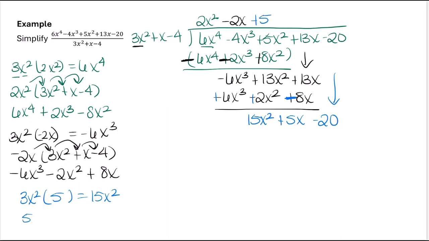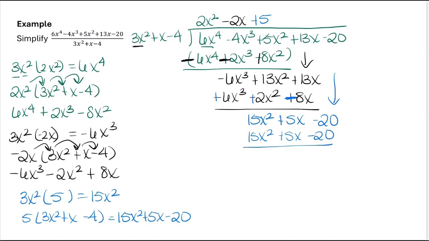And when I do 5 times 3x squared plus x minus 4, and I distribute, I get 15x squared plus 5x minus 20. So I'm going to go ahead and write that 15x squared plus 5x minus 20. And remember to subtract, I'm going to switch all of these signs. And when I combine this, I have a remainder of 0. So my answer is 2x squared minus 2x plus 5.